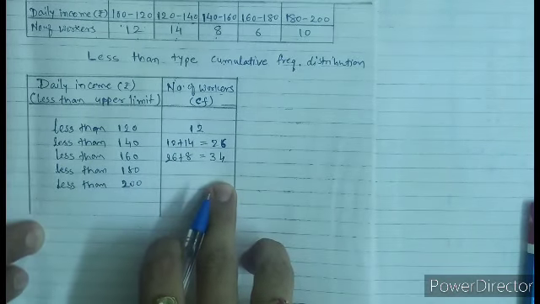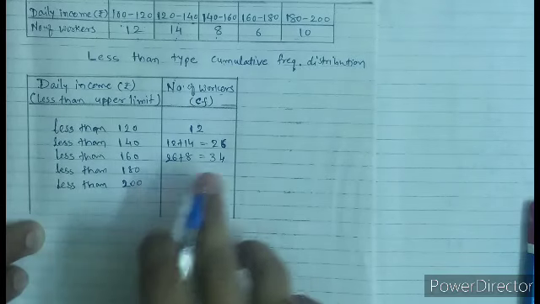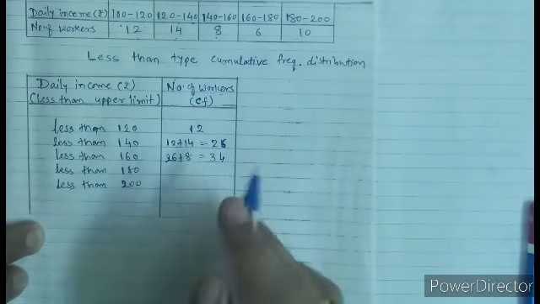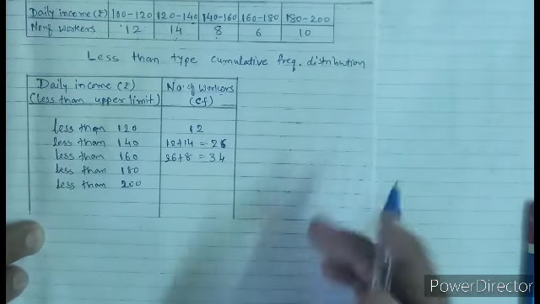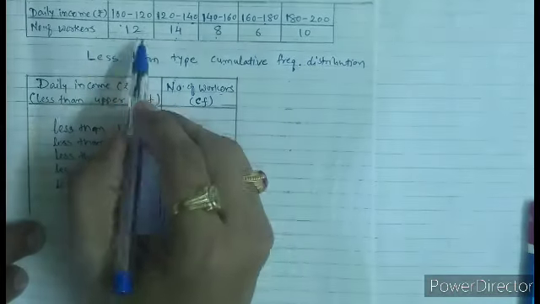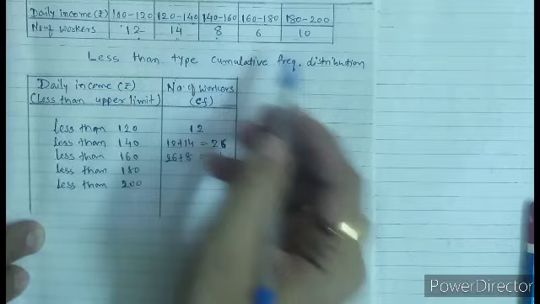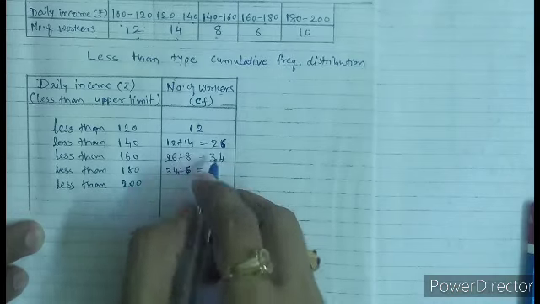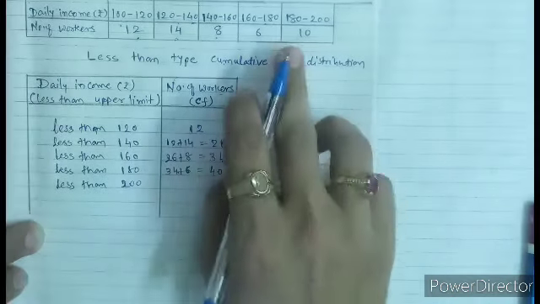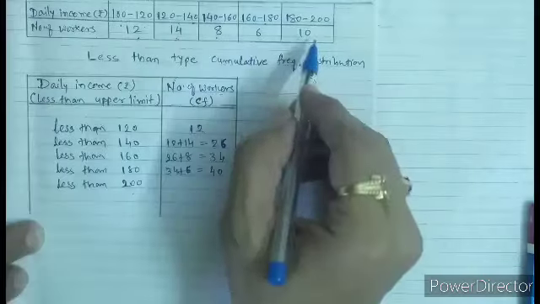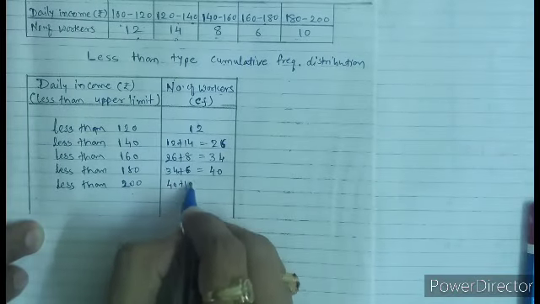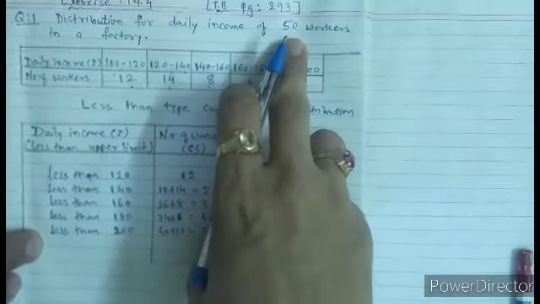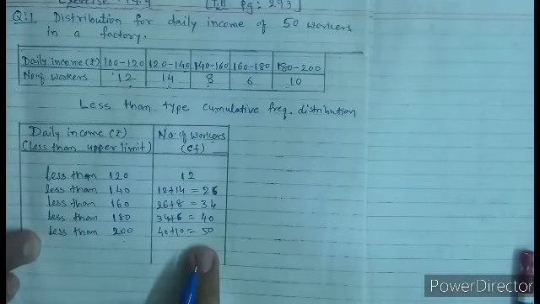So remember that in case of less than type of frequency distribution, the number of workers will be the cumulative frequency, which we have understood in the earlier topics. Then less than 180: 12 plus 14 plus 8 plus 6, that is 34 plus 6, so 34 plus 6 will be 40. And finally less than 200, sum of all these, that is 40 plus 10, it will be 50. We know that the given frequency distribution is for 50 workers. So finally we have got CF equals 50.